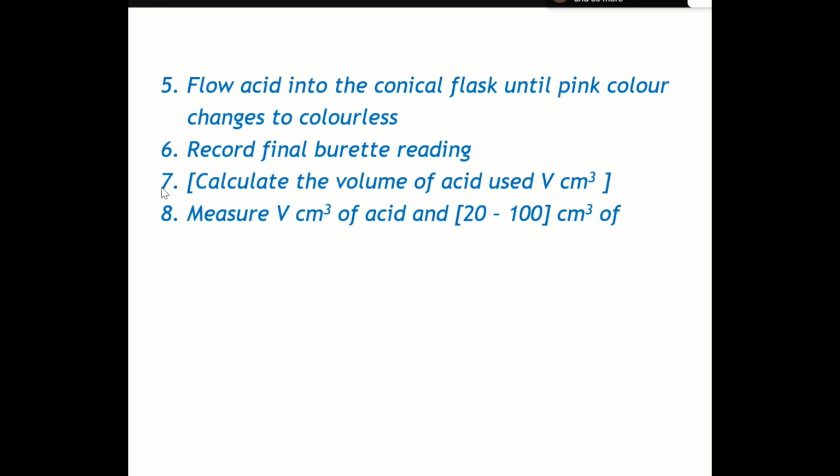For point number seven, you actually need to show the calculation to show the volume of acid required to neutralize the alkali exactly. The method here is you can just show a simple tabulation of data. Let's say you write initial burette reading equals 0.00, or V1 cm³, and final burette reading equals V2 cm³. Then how to get the volume of acid? Final burette reading minus initial burette reading, so you get V cm³. You must show the calculation for this. The majority cannot get point number seven because they don't show the calculation.